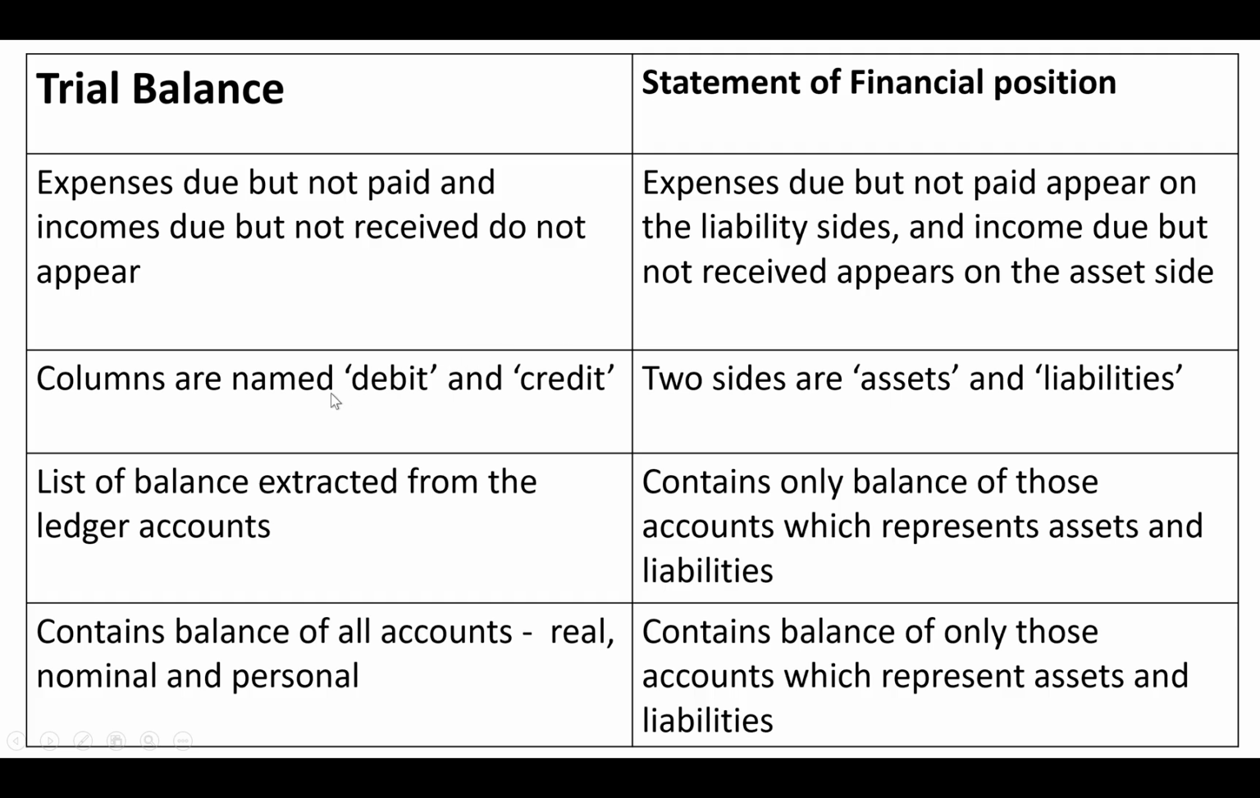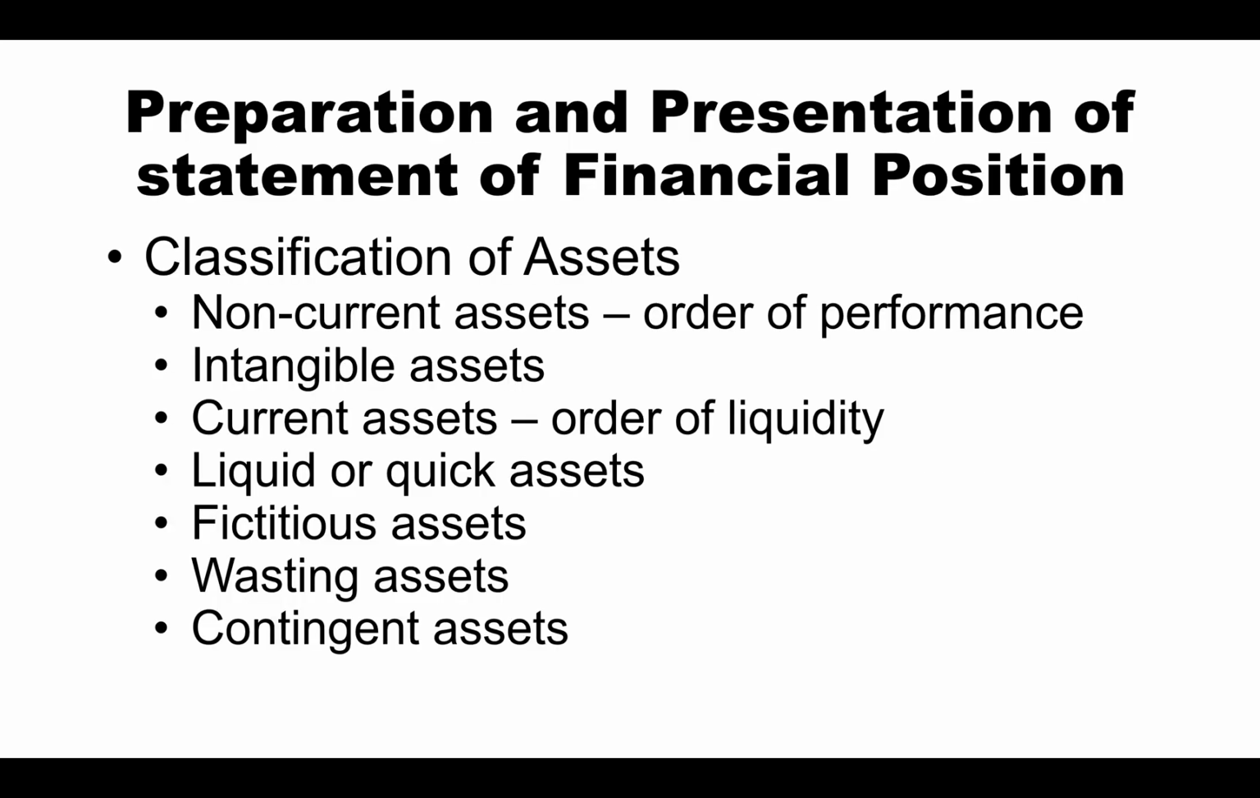Then the columns in the trial balance are named debit and credit. For the financial position, the two sides are the assets and the liabilities. On the trial balance, the list of balances is extracted from the ledger accounts. For the financial position, it contains only balances of those accounts which represent assets and liabilities. The trial balance contains balances of all accounts, real, nominal and personal accounts. So that's all about the trial balance and financial position.